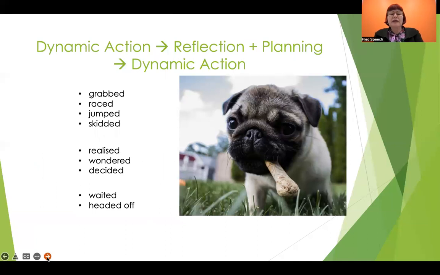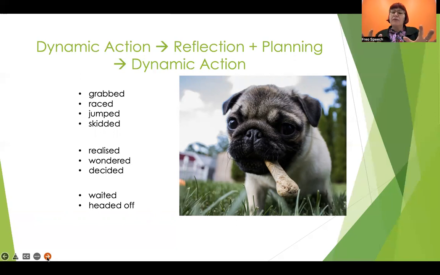So let's have a look at a story about a little dog that steals a bone from a butcher. And there he is. So we'll have lots of dynamic action. And then we'll have some reflection and planning, and then back onto the dynamic action. So maybe he grabbed the bone and he raced out of the butcher's shop, and the butcher raced after him, and the dog jumped over the stream, and the butcher jumped over the same stream, and then the little dog skidded around the corner, and the butcher waited for him in the hope that he would catch him.